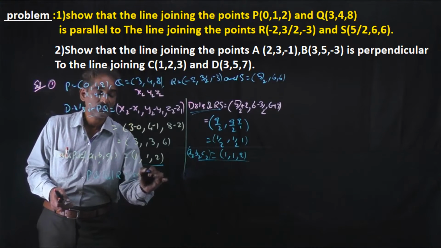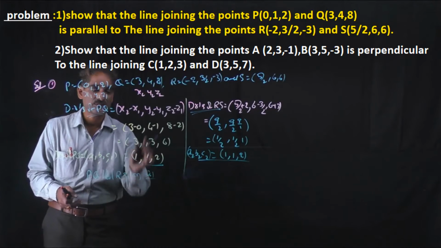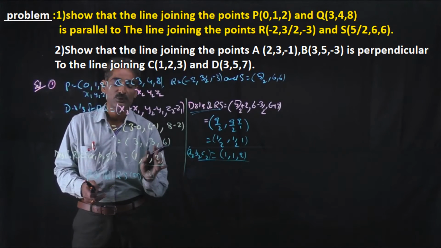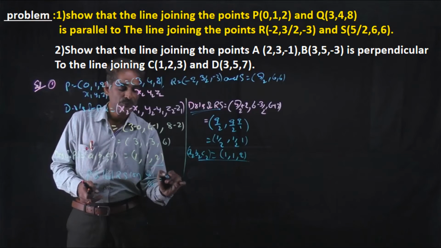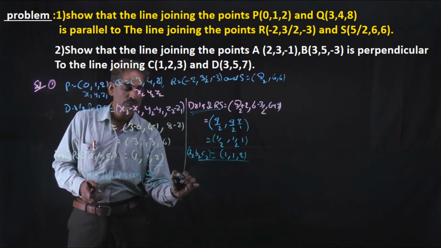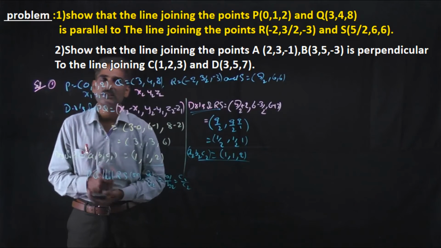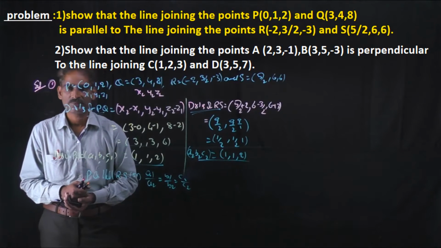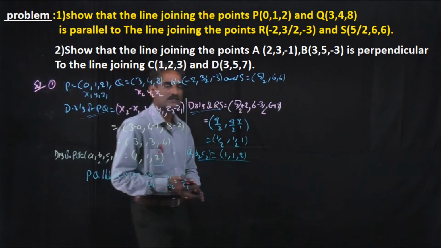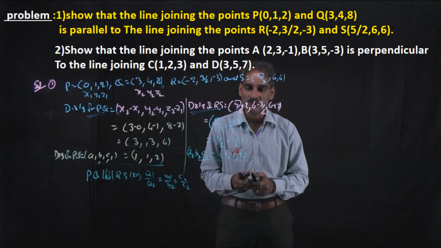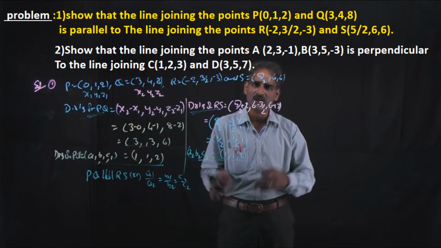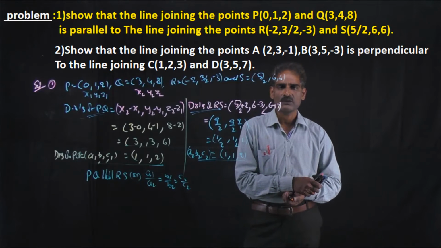Otherwise, you can prove it like this. If these are the DRs, find A1/A2, B1/B2, C1/C2. If they are equal, then we can say that the two lines are parallel. Okay, next come to the second one. We have to prove that the two lines AB and CD are perpendicular. Here also, first of all, find the DRs of the two lines.